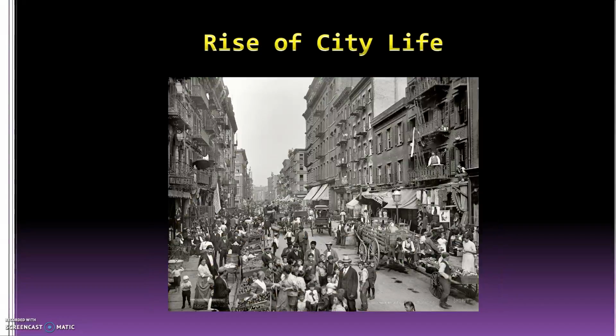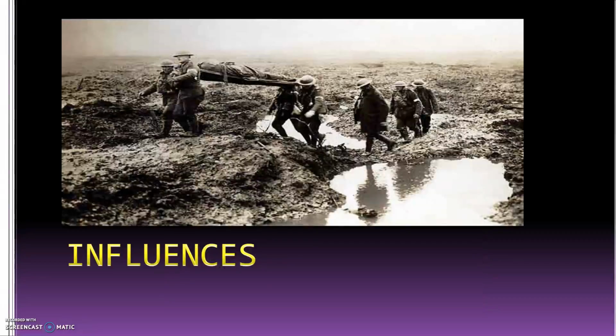Other things that come on during this period is the rise of city life and the rise of people moving away from being a primarily rural, agrarian-based society to a much more industrialized, urbanized society, which is another thing that occurs during this period as well. So what are some of the major influences during the modernist period? Well, let's just take a look at some of them.